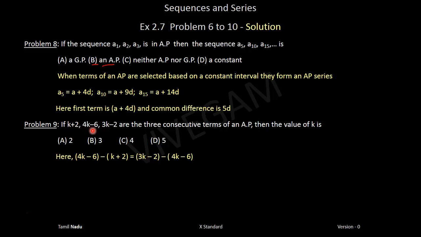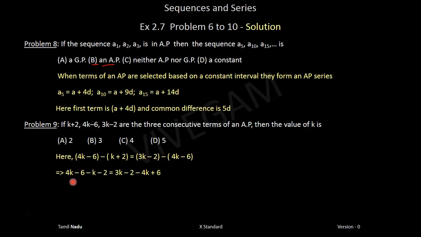Now, what happens? This minus this, that is 4K minus 6 minus (K plus 2), will be equal to this minus this, that is 3K minus 2 minus (4K minus 6). Now, we expand this. So what will happen? 4K minus 6 minus K minus 2, right? On the right side, 3K minus 2 will become minus 4K plus 6.